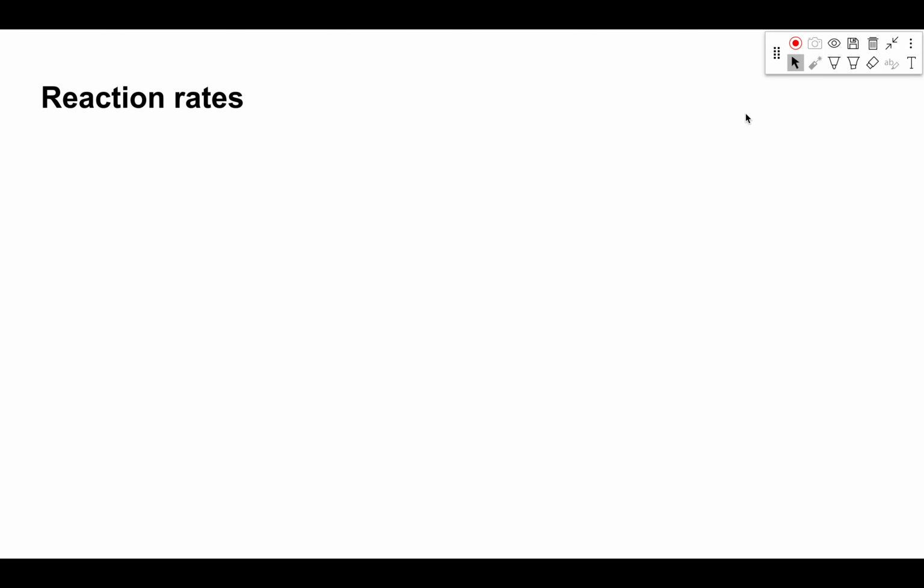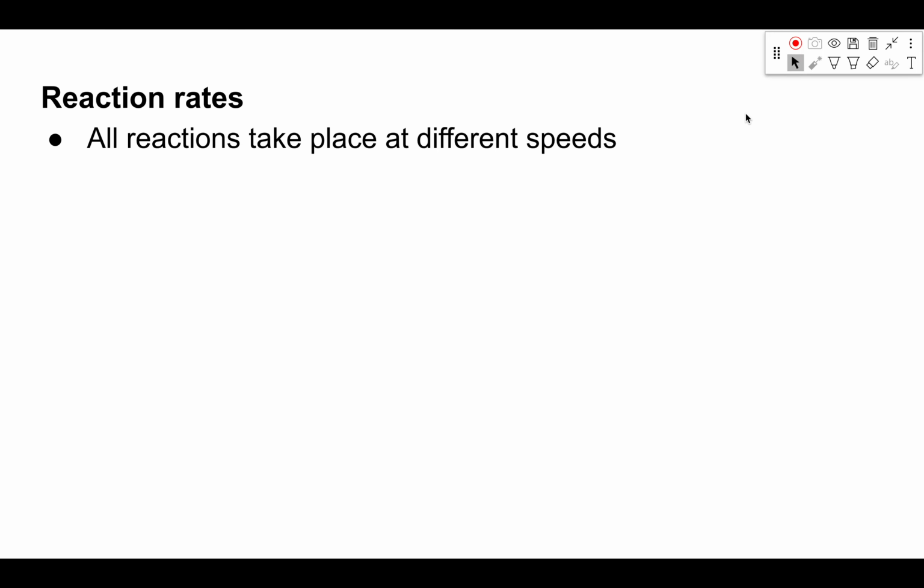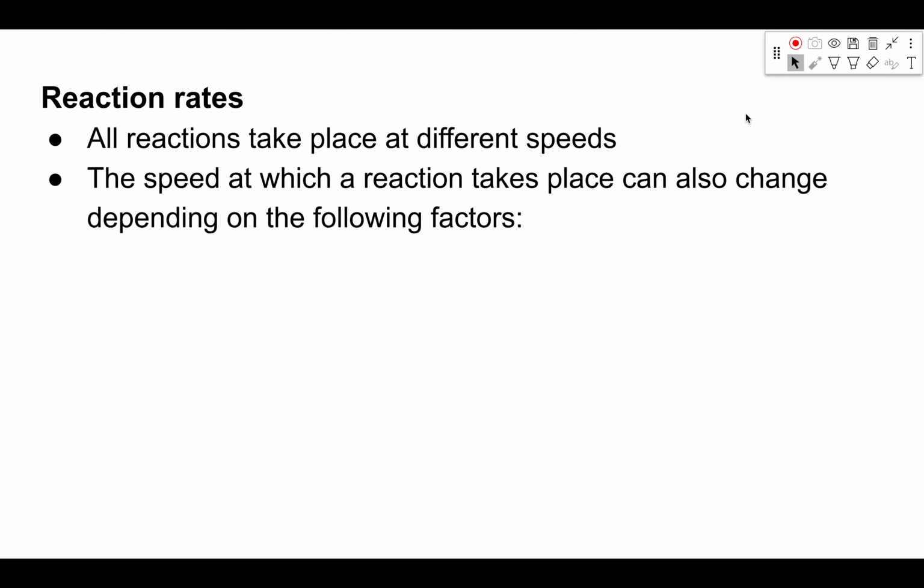Let's talk about reaction rates. Reactions of all different kinds happen at different speeds. So some things happen very slowly, like rusting. That happens so slowly that you can't just sit there and watch your bike rust. Whereas a firework explosion takes place in a matter of seconds. Wildly different speeds for these chemical reactions, right? The speed at which a reaction takes place is called a reaction rate, and it can also be affected by different factors in the environment.